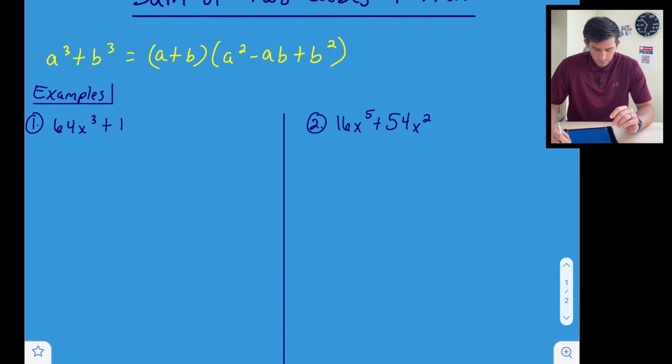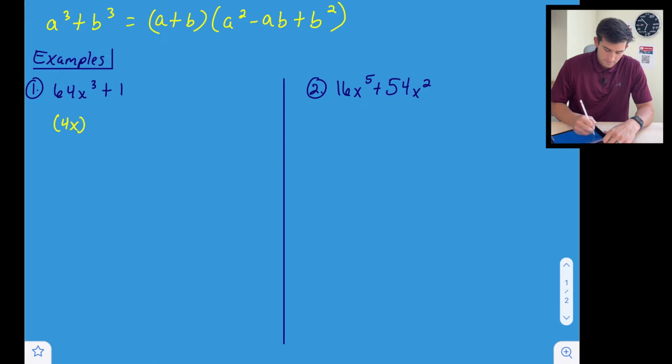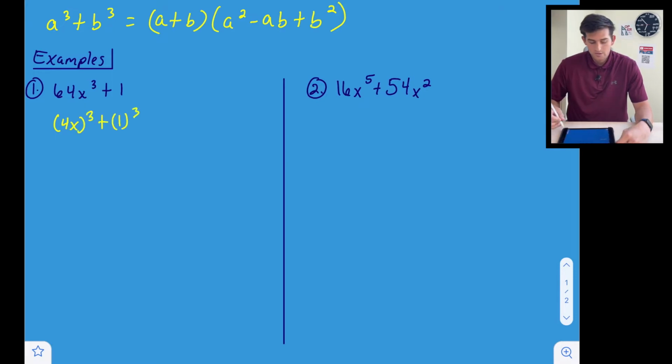So for example number one, we have 64x cubed plus 1. So hopefully you notice that one of our terms is cubed and the other is not. So we need to rewrite this as two terms cubed. Well, 64 is a perfect cube, so we could rewrite this as 4x cubed plus 1 cubed. So if we think about 4x being cubed, we would cube 4, that gives us 64, and then when we cube x, that gives us x cubed. And then 1 is also a perfect cube, 1 cubed is 1.